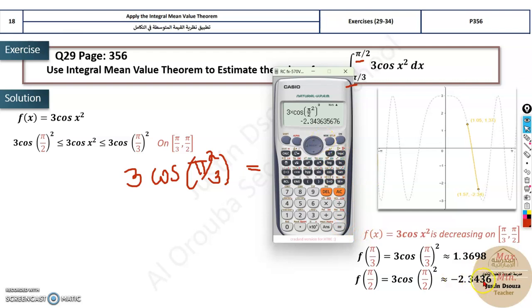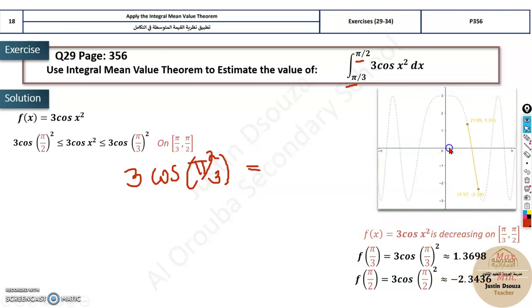Same way, just change pi by 3 to pi by 2, and here you get minus 2.34. Now what it says is, when it's pi by 3, which is less than pi by 2, this is the positive value, whereas for pi by 2 it goes down, so it's a decreasing function. Now we will write which is the smaller value. This is the smaller value at pi by 2, so this is the smallest. There is no value within this interval that can go beyond this. But which is the biggest? It is pi by 3.